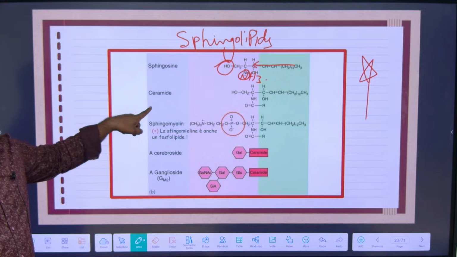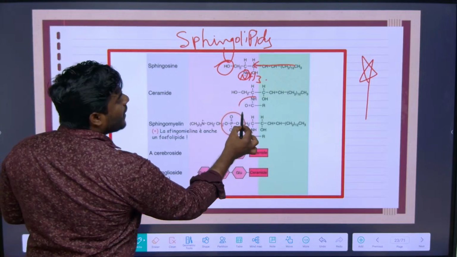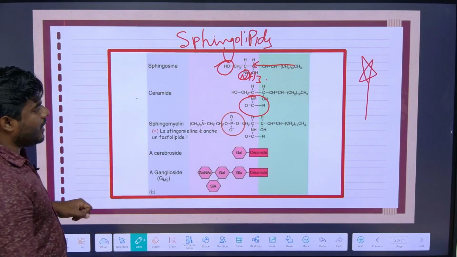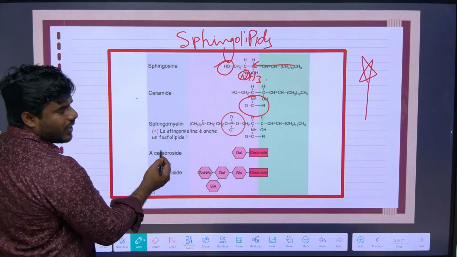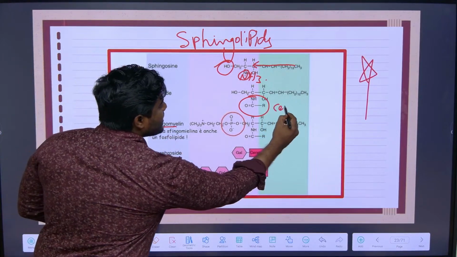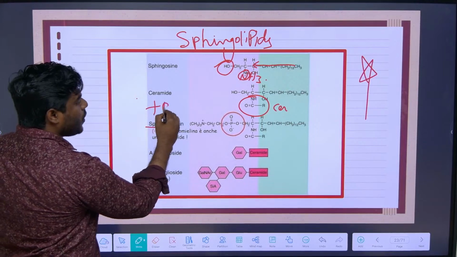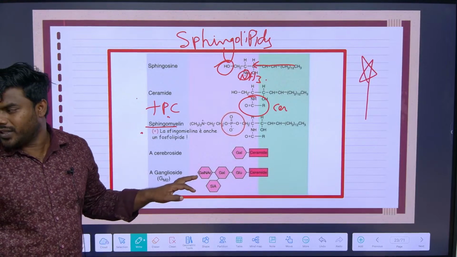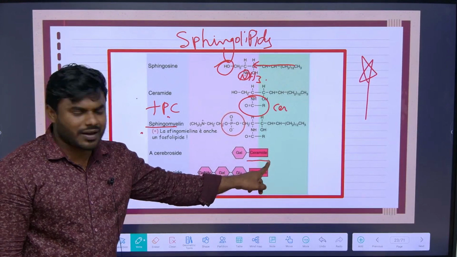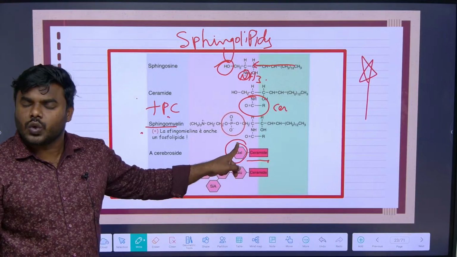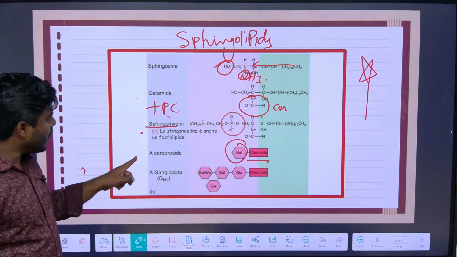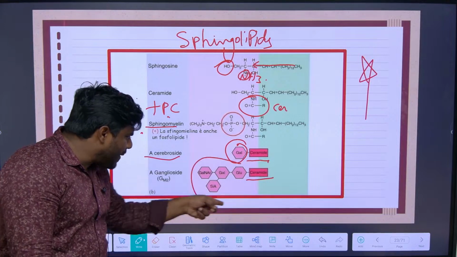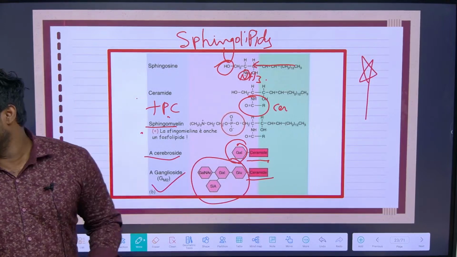What is called ceramide? When the sphingosine amino group forms an amide bond with the fatty acid carboxyl group, we call it ceramide. What is sphingomyelin? Whenever this ceramide has phosphocholine as its head group, we call it sphingomyelin. Now every student look into the picture. Whenever the ceramide contains simple sugars such as glucose, galactose, monosaccharides, we call it cerebroside. Whenever the ceramide contains complex sugars, we call it gangliosides.